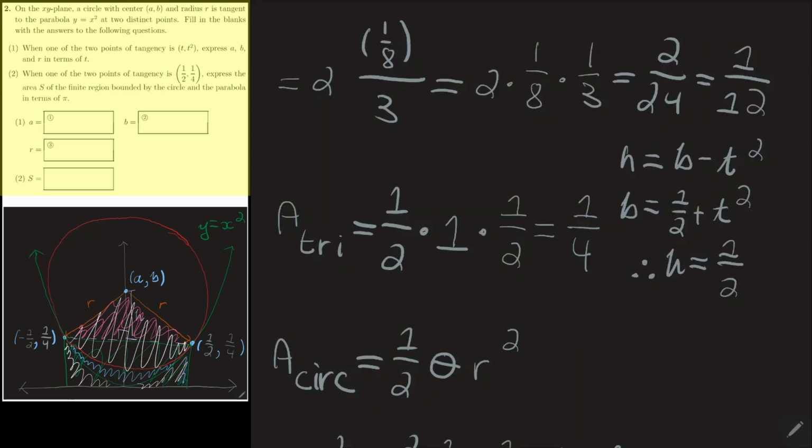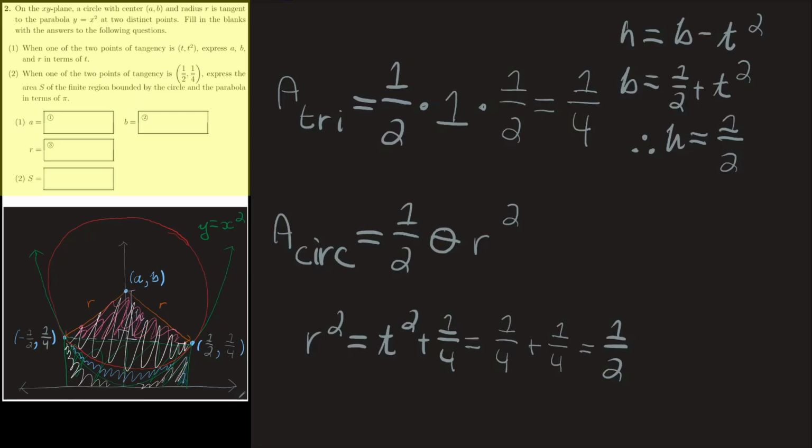about. So the area of a slice of a circle is 1/2 times theta, which is the angle in radians, times the radius squared. Yeah, so we know what the radius is from the last part of the question, and so the radius squared is equal to t squared plus 1/4. We know that t squared is just the y value of our point, which is 1/4, and so we get that the radius squared is equal to 1/2. So now we need to find the angle.